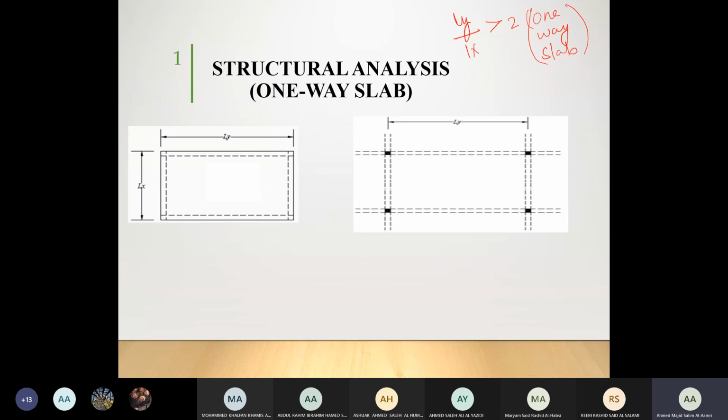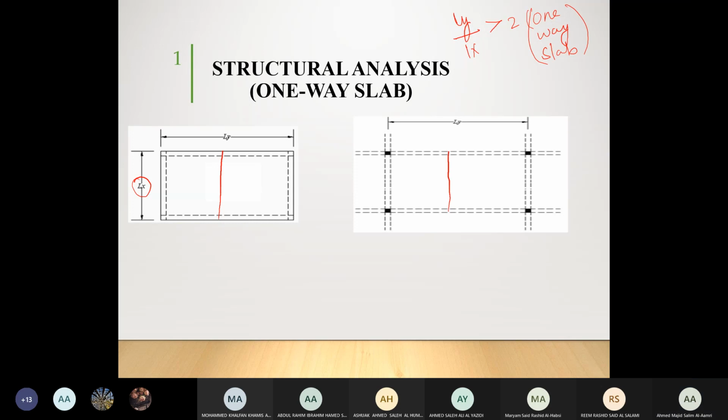Okay. Now, in which direction do we normally design? The bending will be happening in which direction? Short direction. Okay. So the short direction is going to be parallel to your Lx, right? So I'm going to draw a line here which is parallel to Lx, and I'm going to draw another line here for the second one, which is parallel to Lx. Are we clear?